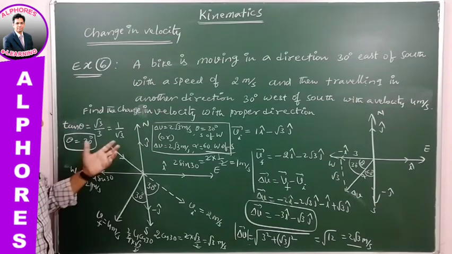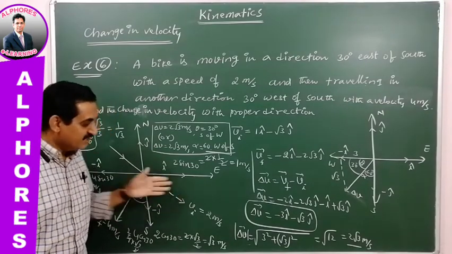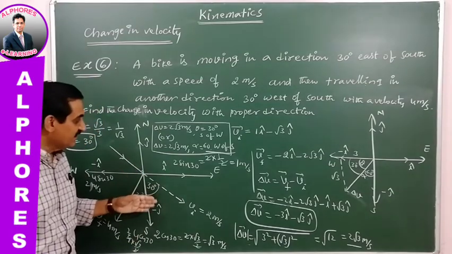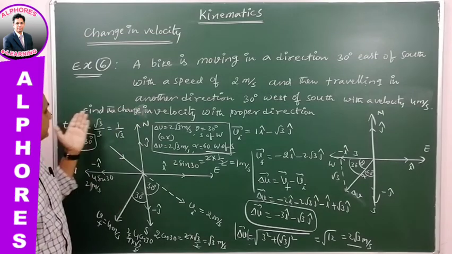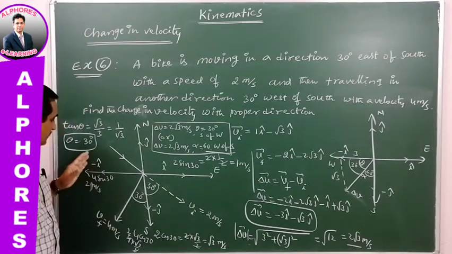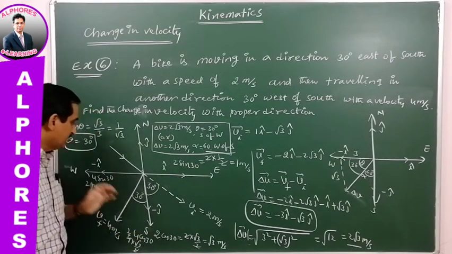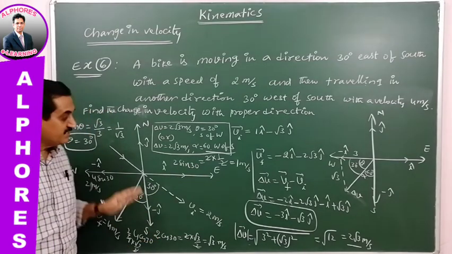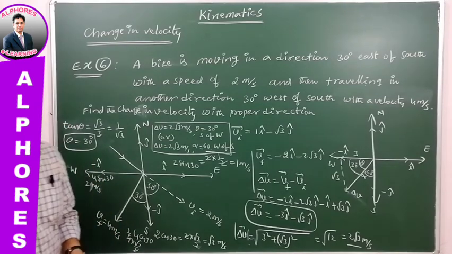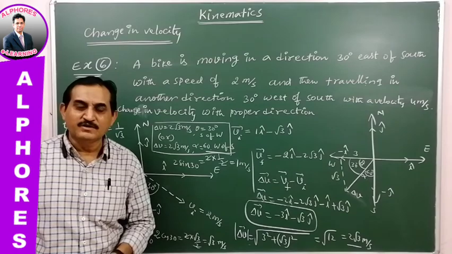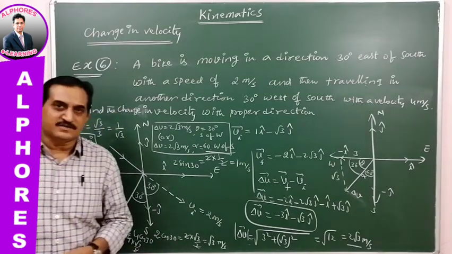So very interesting, this one, because the initial velocity is not in one particular direction: it is clearly given east of south, and the final velocity of 4 meter per second is given west of south. Here east of south, here west of south. So based on this, how can we find it? It's very simple. When you go through the vector method, it is very comfortable. So definitely without any mistake you can attain the proper answer.